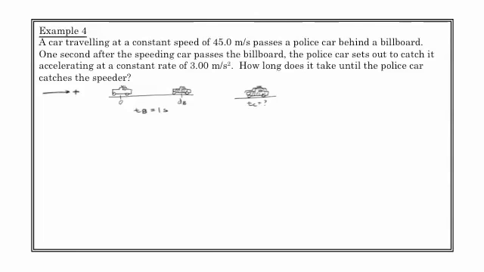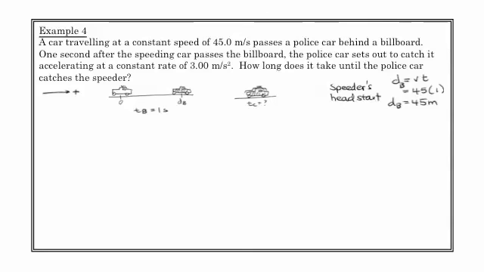The first thing that we need to do is work out the head start. Instead of having the head start in just time, let's work out the head start in distance. We know that the speeder is going at constant velocity, so we can just say distance equals velocity times time. If the velocity is 45 meters per second and it's a 1 second head start, this translates to a 45 meter head start. Fair enough, that's good to know.